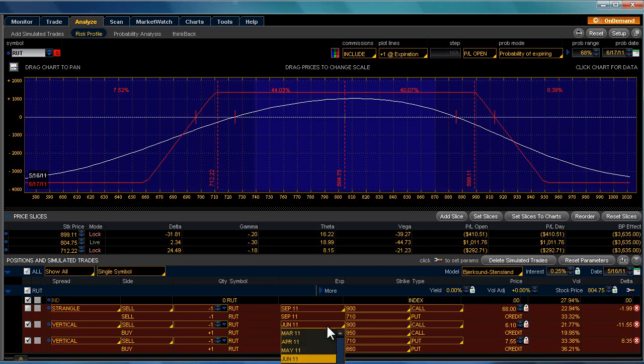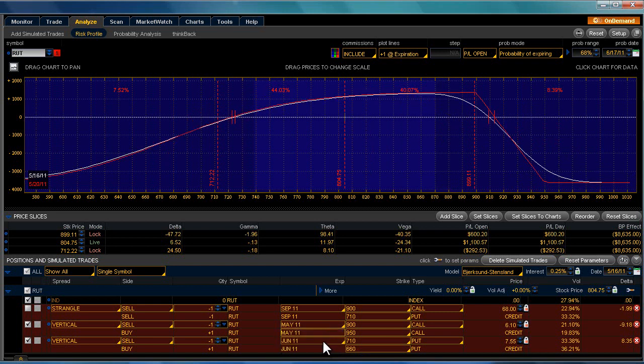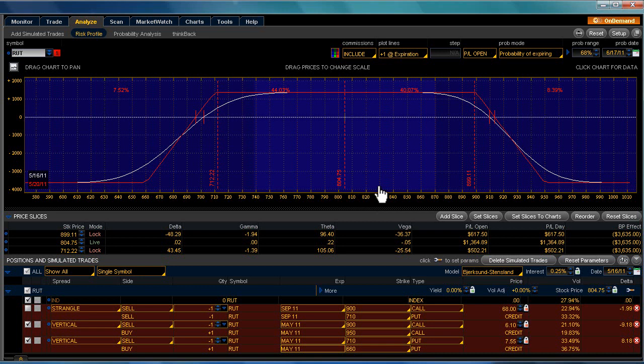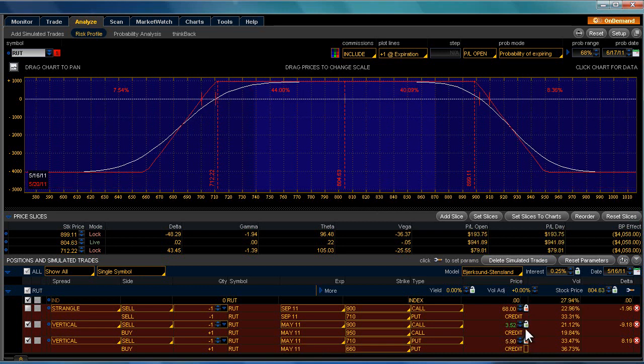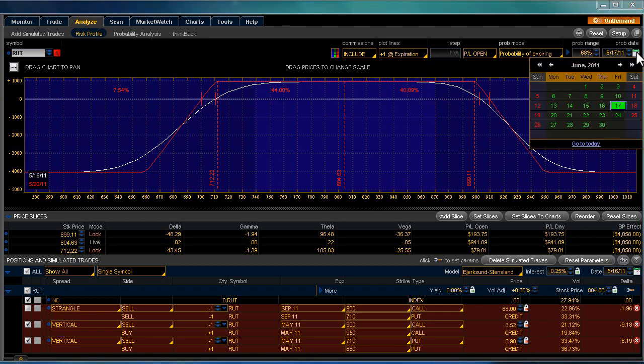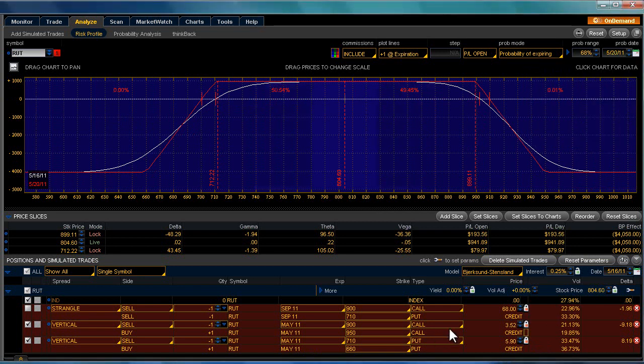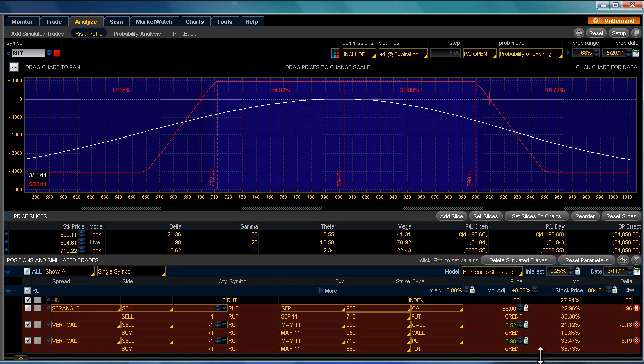How does it look if we change the month to May? Let's unlock the prices and relock them again, and change our probability here to May. And now we're looking at this. Why is this doing this? This shouldn't be doing that. Okay, folks, what do I got wrong? Oh, there we go. Reset parameters. All right, lock our prices down. There we go.